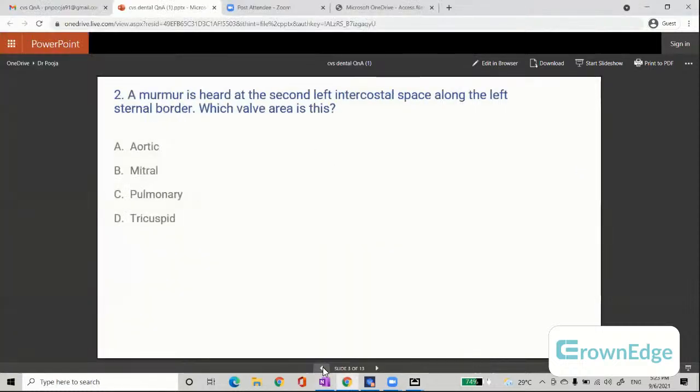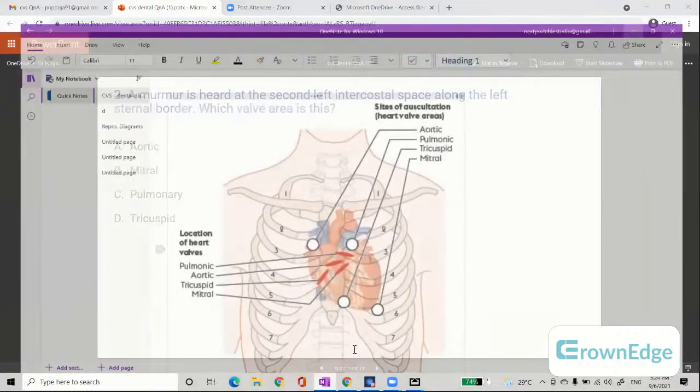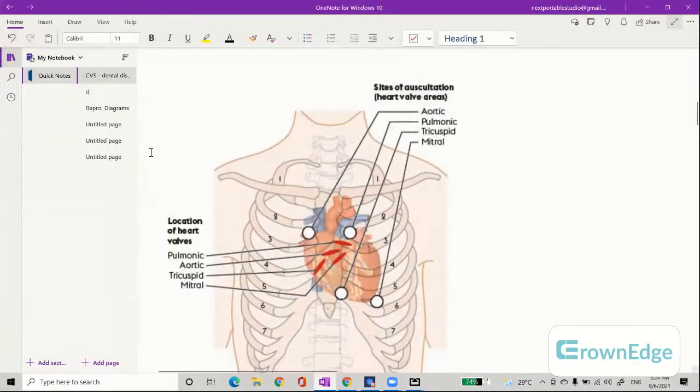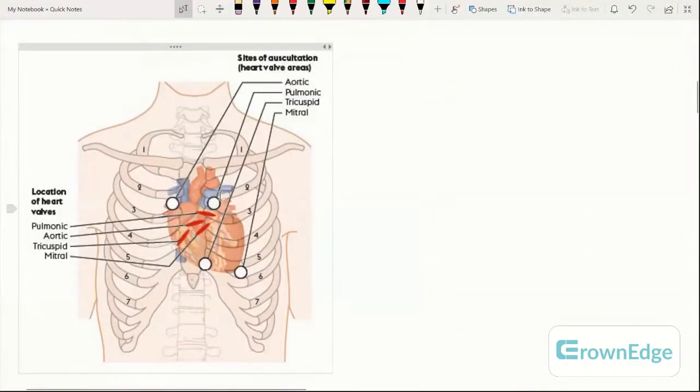What they are asking us is their area. So the area is given, that is left intercostal space. And to which one? The second left intercostal space. So let's have a look at this diagram. This diagram is showing various areas. There are four white dots which are shown, right? So you have to see which area is shown by which dot.